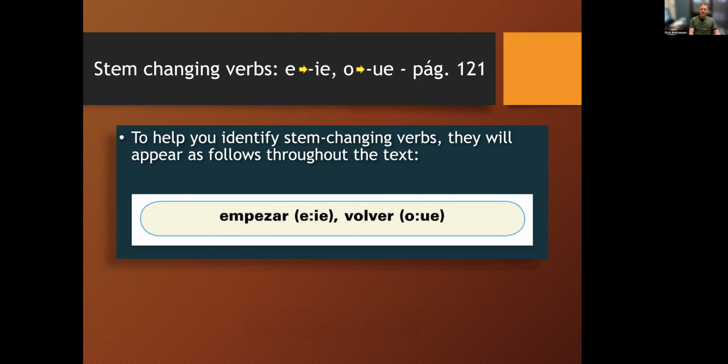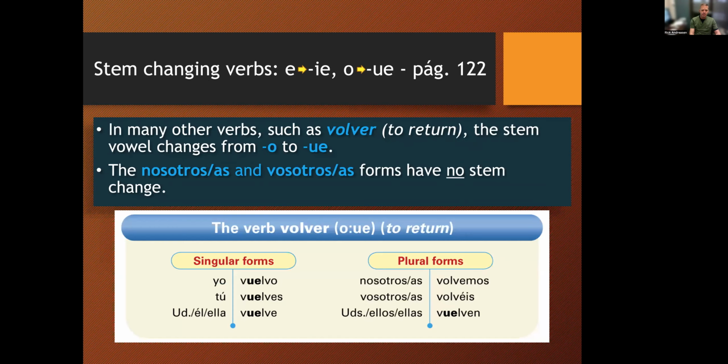Again, we will always distinguish for you, or in the book, it looks like they're going to give you that the E changes to IE, the O changes to UE. We will at least give you in parentheses what that stem change is, and you'll come to recognize that there are only really three different options for stem changing in Spanish. E to IE and O to UE are by far the more common ones. So you'll be able to see what the new vowel is that the vowel is going to change to in the stem.